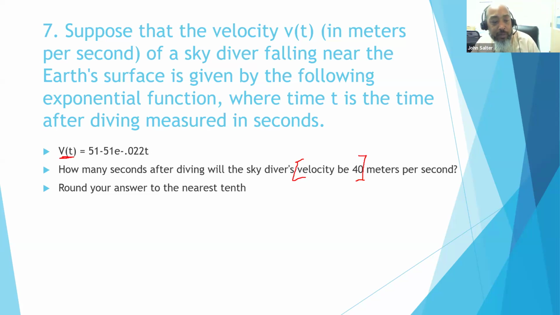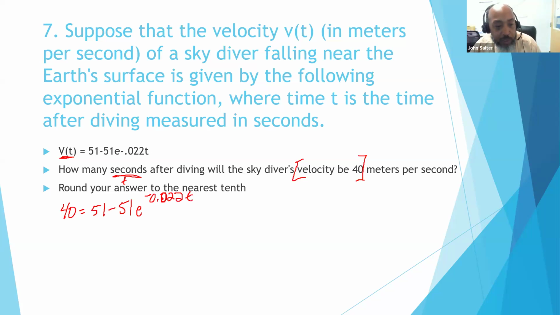Velocity is v of t. So I'm just going to be replacing that with 40 and then solving to find out how many seconds, which is time, I have. So I'm plugging in for v to solve for t. So 40 is equal to 51 minus 51e to the -0.022t. I want to solve for t.